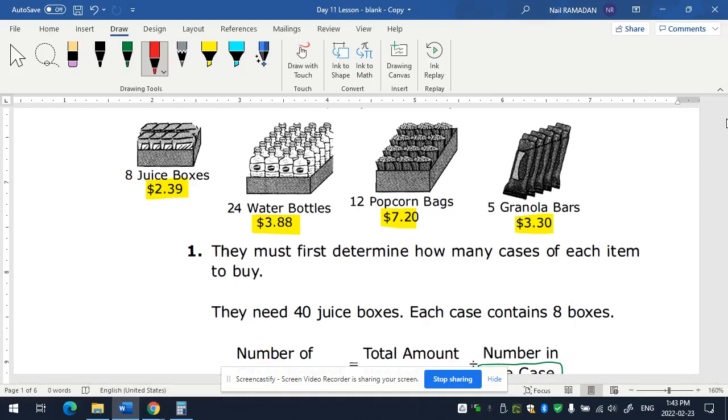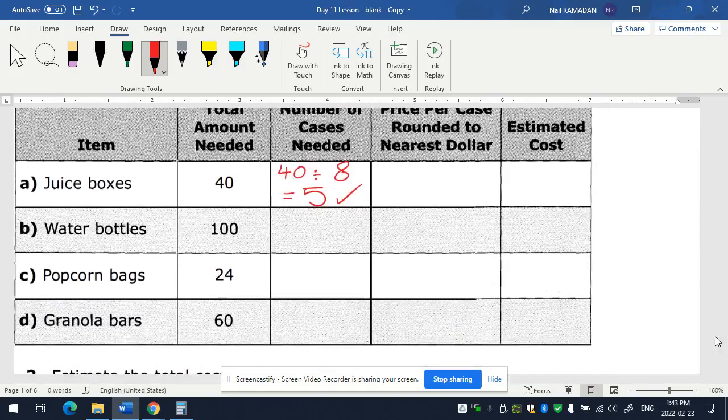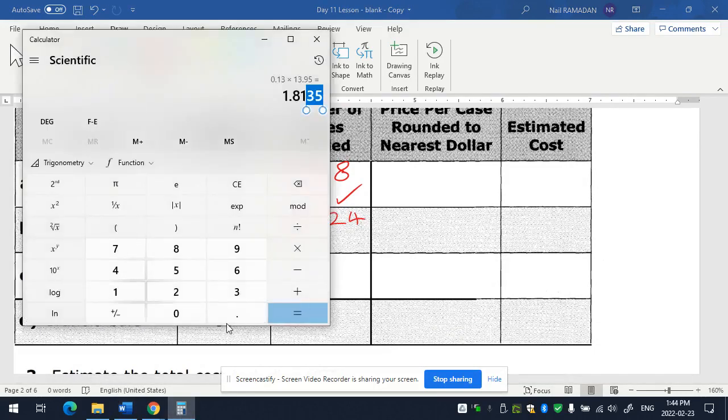Great. All right. So 100 divided by 24. Okay, you're going to find something very interesting here. Yes, you are not getting a whole number. You are getting a decimal. So what do you think? Should they get 4 cases or 5?